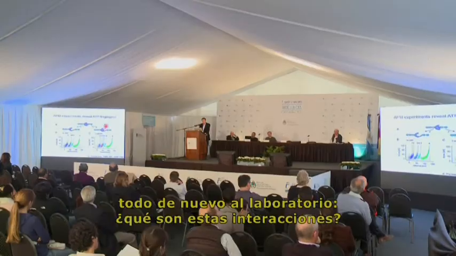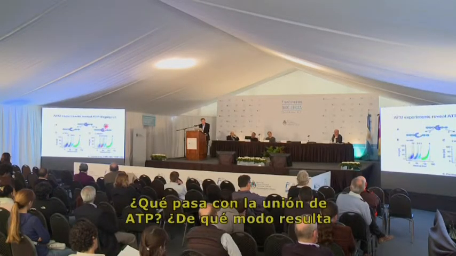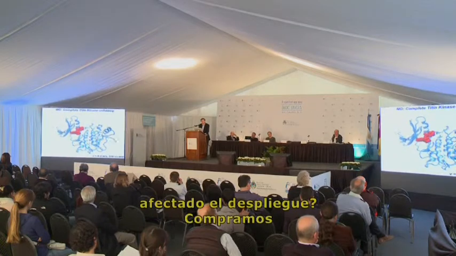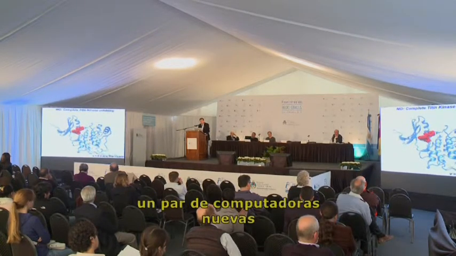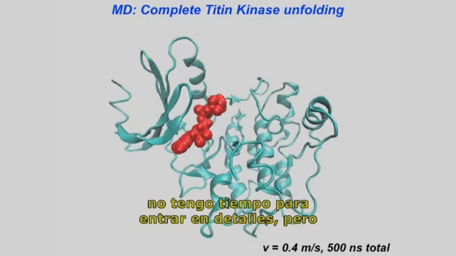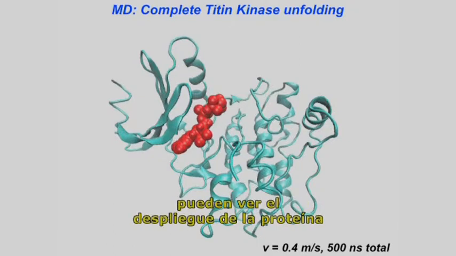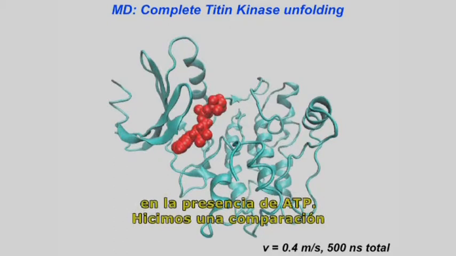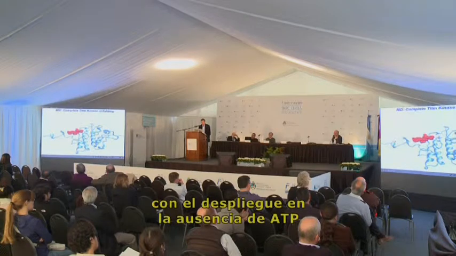The question, of course, came up, and that brought the ball back into our lab. What are these interactions? What happens when ATP binds, and how is the unfolding affected? So we started to buy a couple of new computers and do the whole unfolding pathway, and I don't have the time to go into detail here, but you can see the unfolding of the protein in the presence of ATP, and we compared that to the unfolding in the absence of ATP.